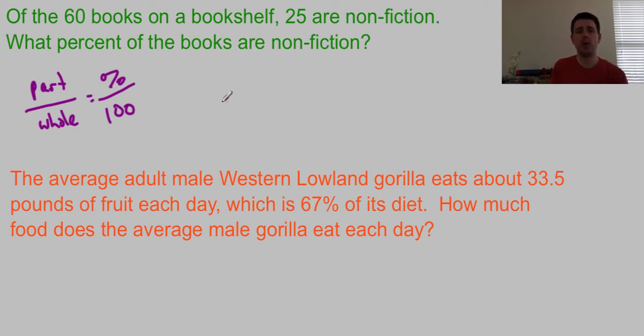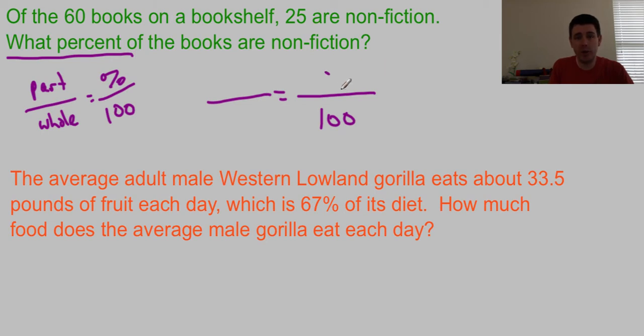Okay? So I copy down my cheat sheet. Part over the whole is equal to percent over 100, and I set up my proportion. But now I need to read the problem carefully and try to figure out which pieces I have. So it says, of the 60 books on a bookshelf, 25 are nonfiction. What percent of the books are nonfiction? Well, when it says what percent, that means I don't know what the percent is, so I'm looking for it.